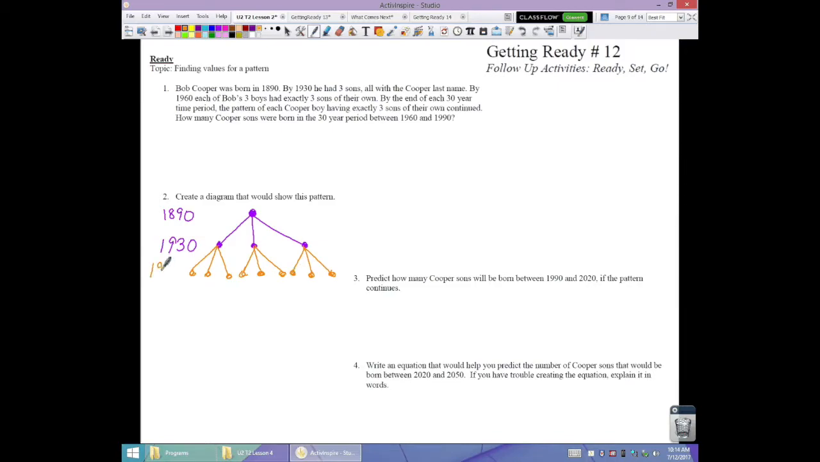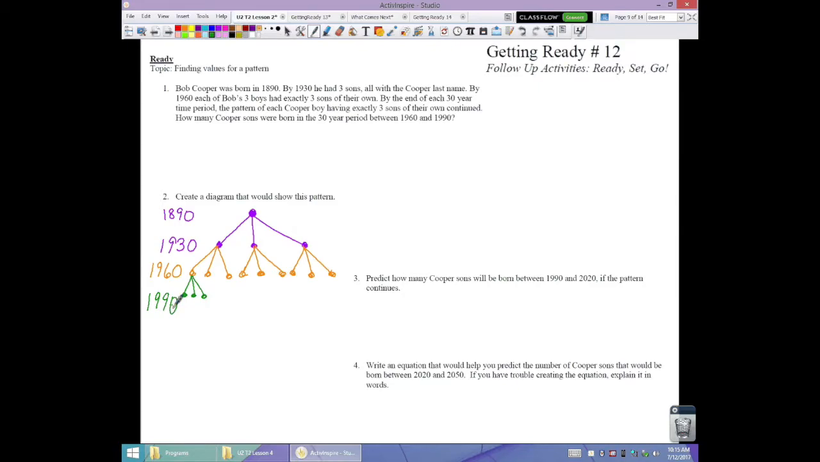So by 1960, there are 1, 2, 3, 4, 5, 6, 7, 8, 9 sons that have been born in those 30 years between 1930 and 1960. Now, if we continue that pattern, and I'm not going to draw all of these dots for the next generation, but by 1990, each of these orange dots will split into 3 more sons. Okay? Each orange dot turns into 3 green dots.